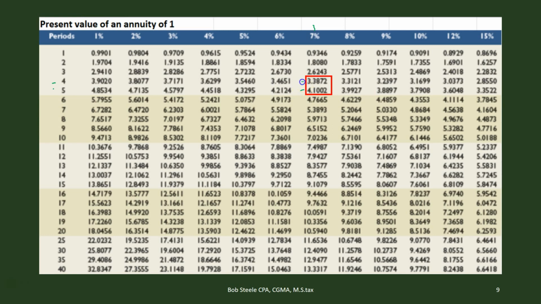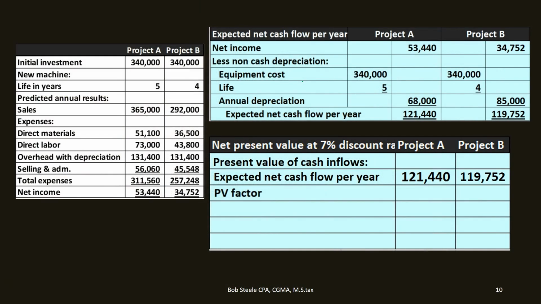So if we had the same cash flow that we were going to get every year for 4 years, you would think we just take that money times 4, and that would give us the cash flow. But the present value cash flow needs to be multiplied times something less than 4, in this case 3.3872, in order to discount it for the 7%. All right, so we're going to take those numbers, the 4.1002 and the 3.3872, and that'll give us the present value of cash inflows.